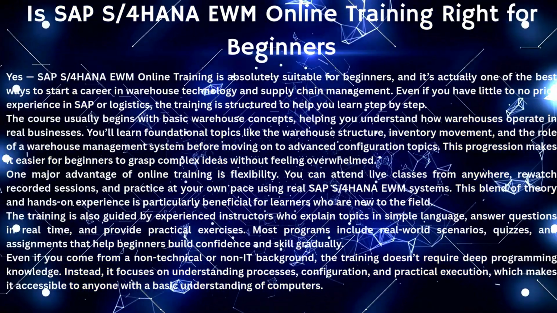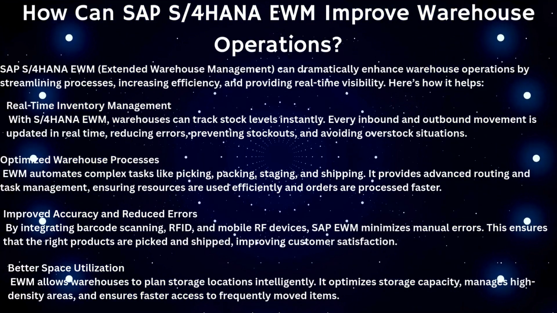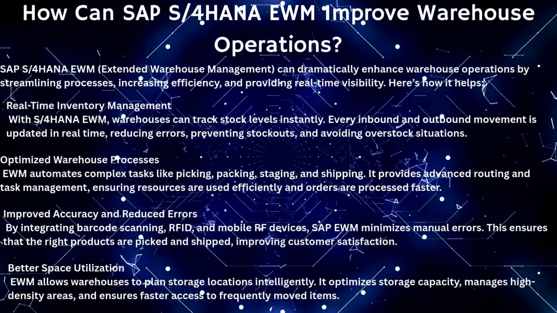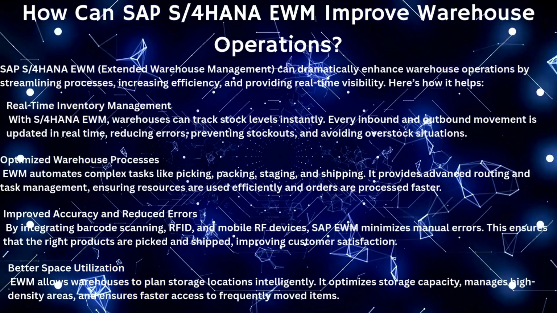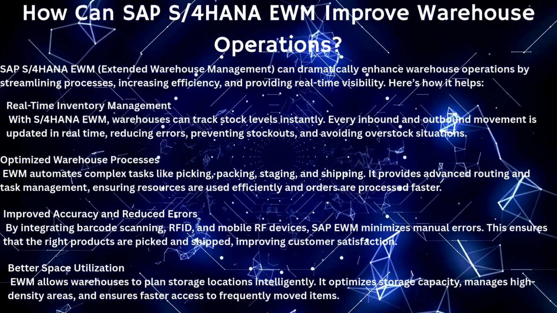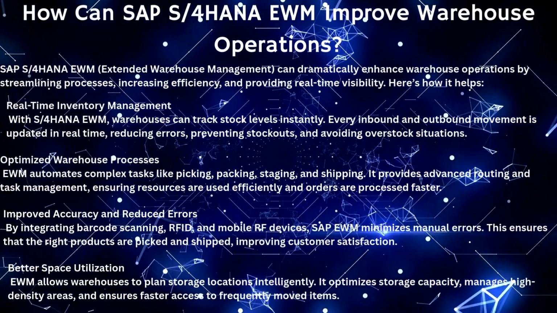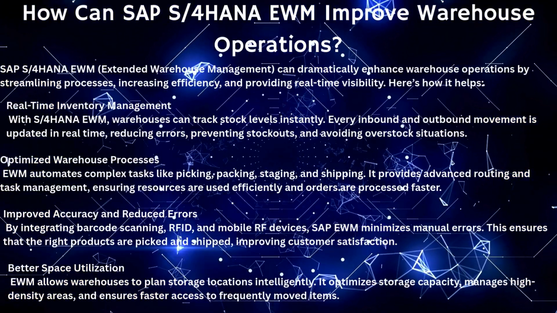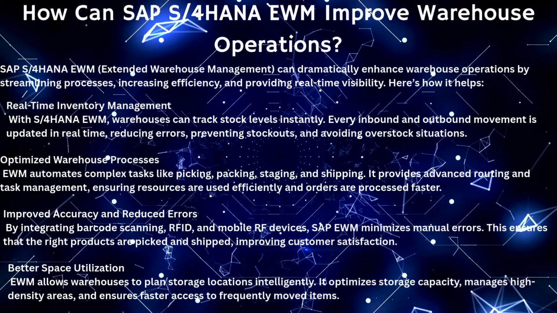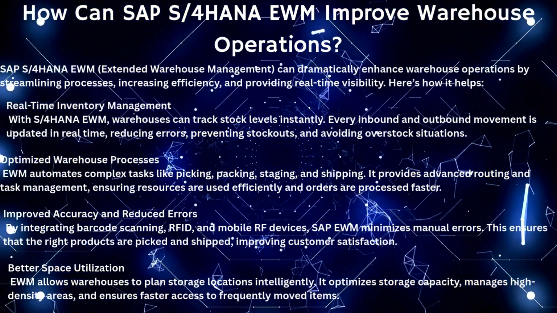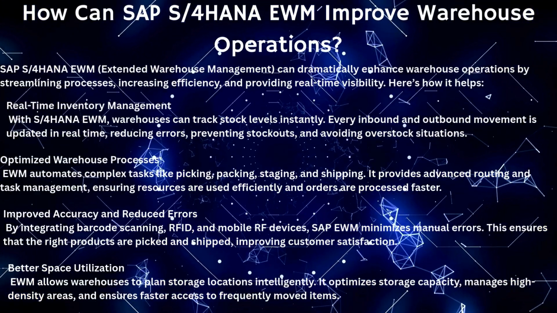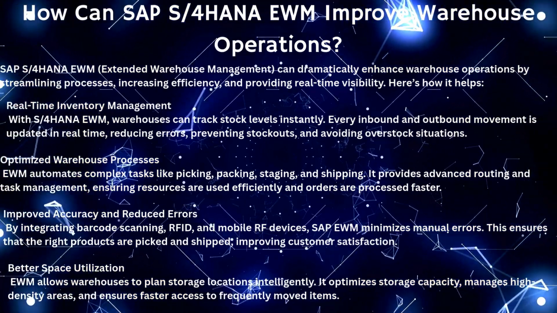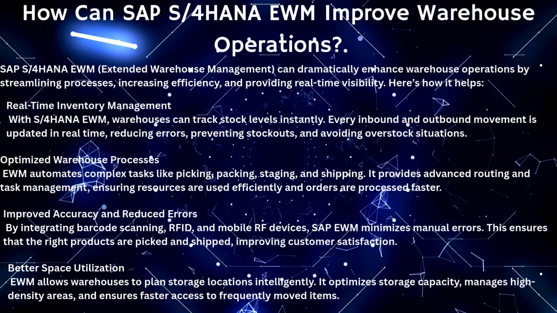How can SAP S/4HANA EWM improve warehouse operations? SAP S/4HANA EWM, Extended Warehouse Management, can dramatically enhance warehouse operations by streamlining processes, increasing efficiency, and providing real-time visibility. Here's how it helps. Real-time inventory management. With S/4HANA EWM, warehouses can track stock levels instantly. Every inbound and outbound movement is updated in real time, reducing errors, preventing stockouts, and avoiding overstock situations.